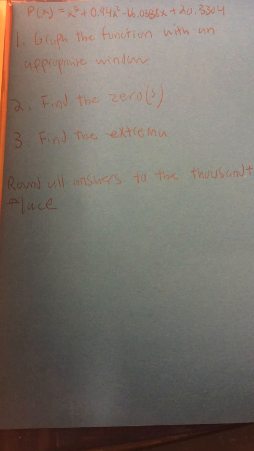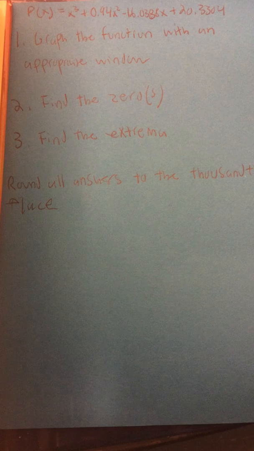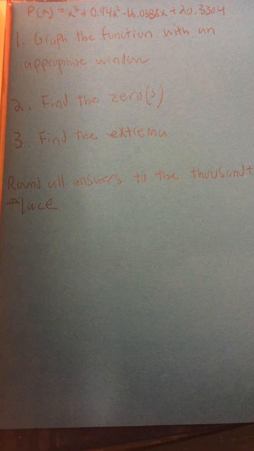So we have this function, p of x equals x cubed plus 0.94x squared minus 16.0388x plus 20.3304. And what we're going to do is graph the function with an appropriate window, find the zeros, and then find the extrema.